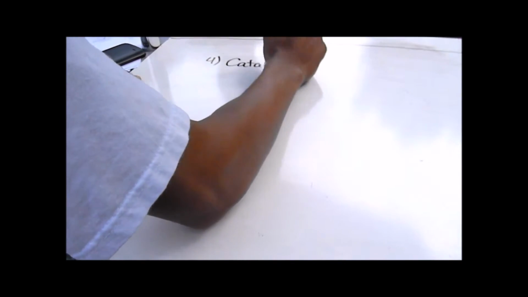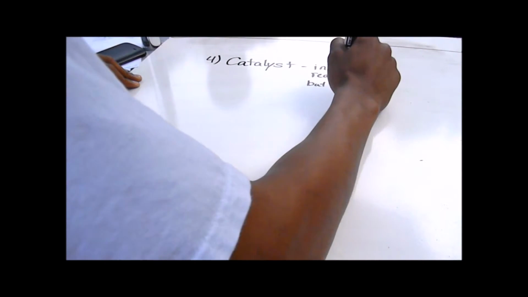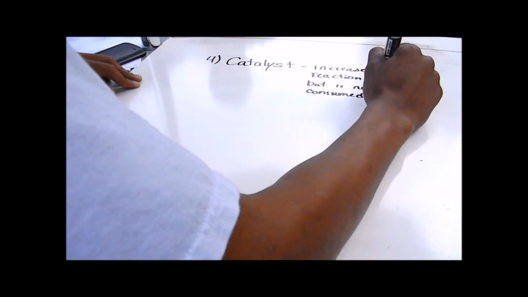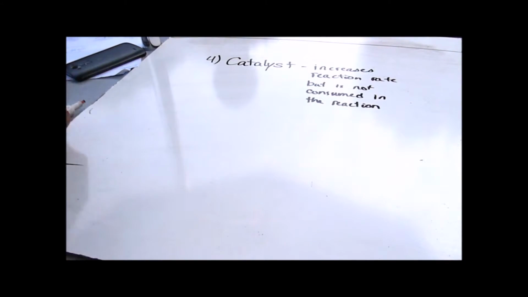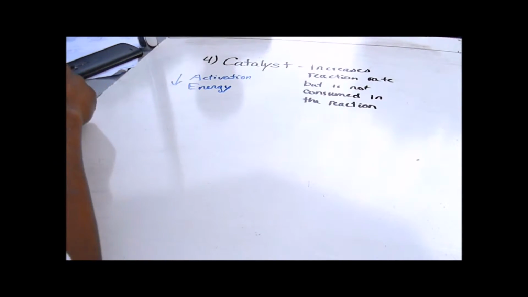The next thing that affects reaction rate is a catalyst. A catalyst is a substance that increases the rate of the reaction, but is not consumed in the reaction. It does so by lowering the activation energy, the energy level that must be overcome by the reactants in a chemical reaction in order for the reaction to occur.